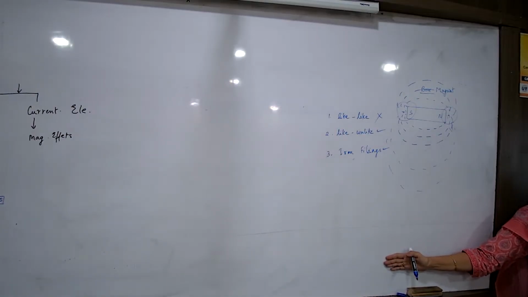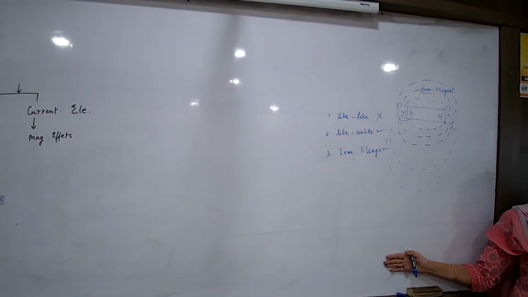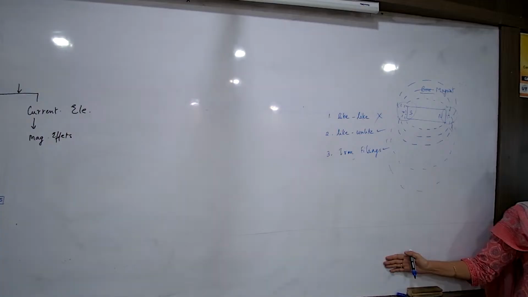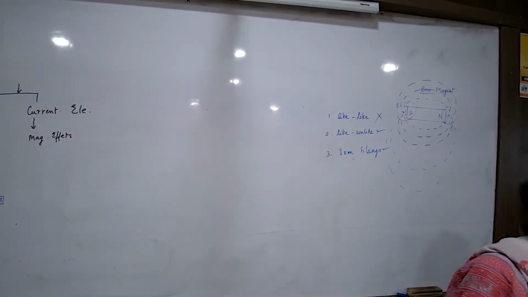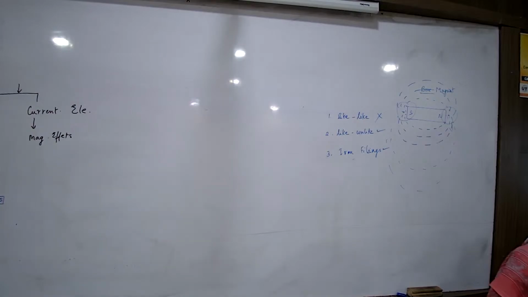I want you to use the word strength of. It is not the magnetic field, it is the strength of the magnetic field which is decreasing. Are you okay with that? Okay. Second thing is there is another figure on the next page. Can you see this figure?